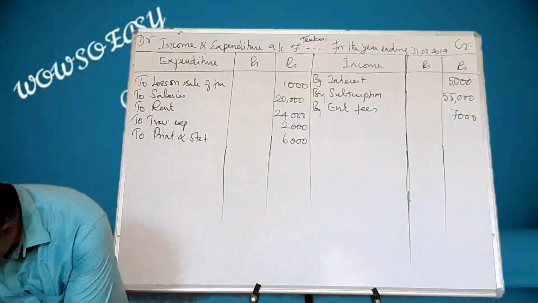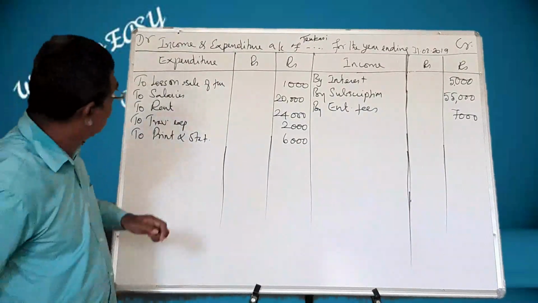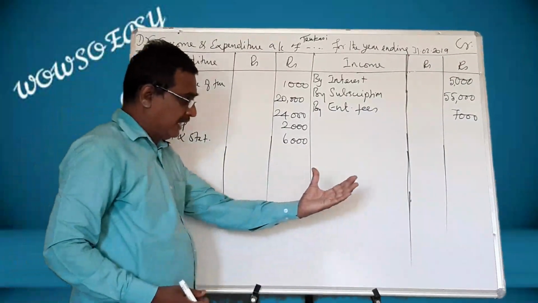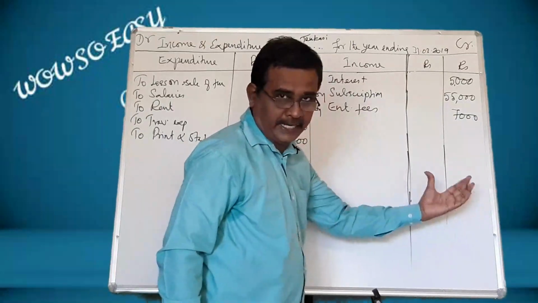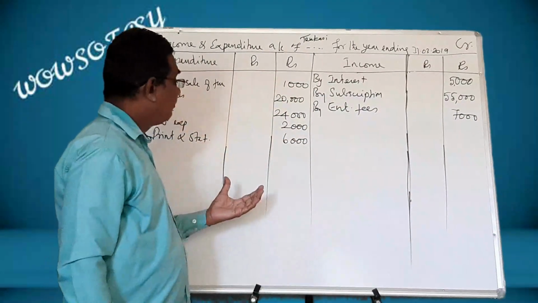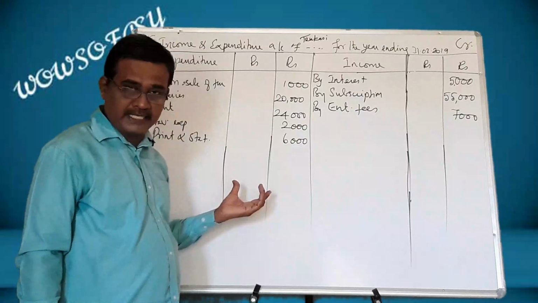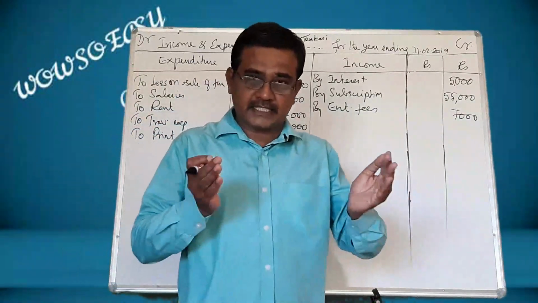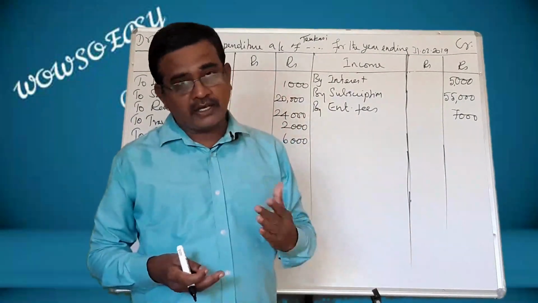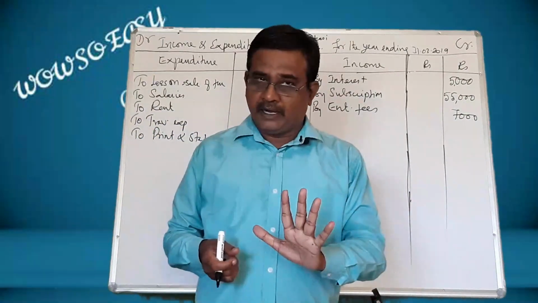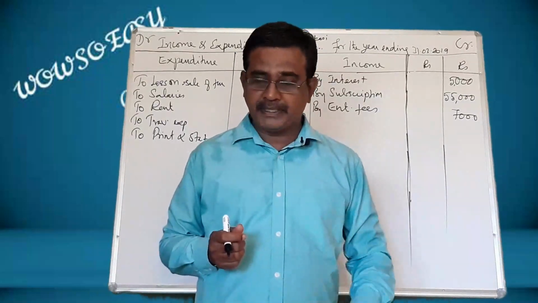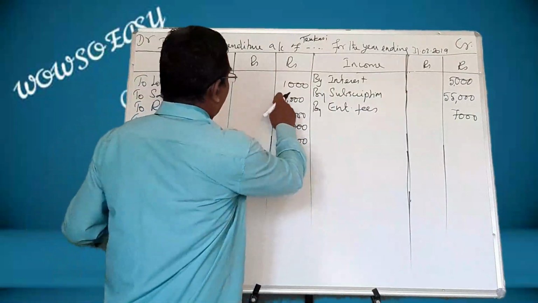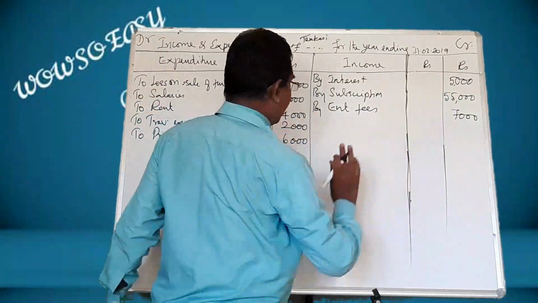Now go for balancing these two. Remember, when this side is exceeding, it means there is a surplus. When the expenditure side is exceeding, it means there is a deficit. Surplus means excess amount. Deficit means not enough. In Tamil we call it patrakurai. Deficit means patrakurai. Surplus means excess. So in rough, this side will be exceeding.